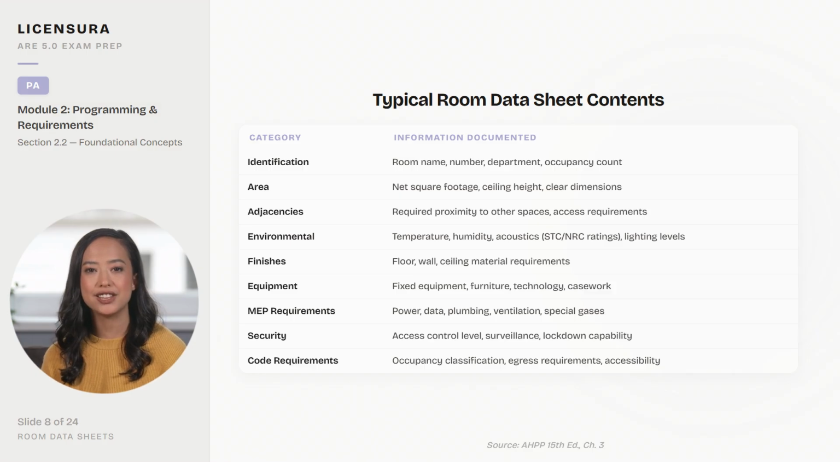Area specifies net square footage and ceiling height. Environmental requirements cover temperature, humidity, acoustics, and lighting. Equipment lists everything from fixed casework to technology infrastructure. And code requirements capture occupancy classification and egress needs. These sheets are created during programming but used throughout the entire project lifecycle, from design through construction verification.